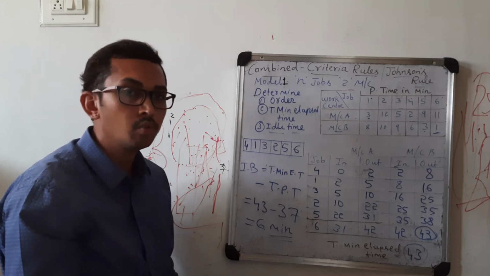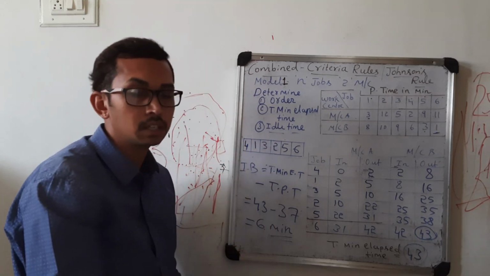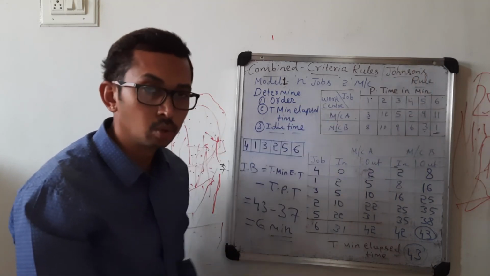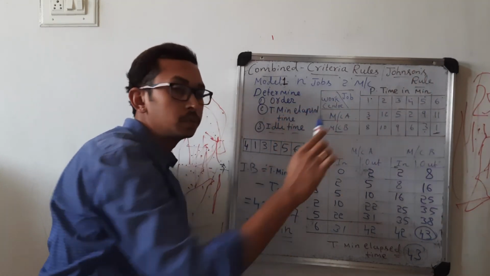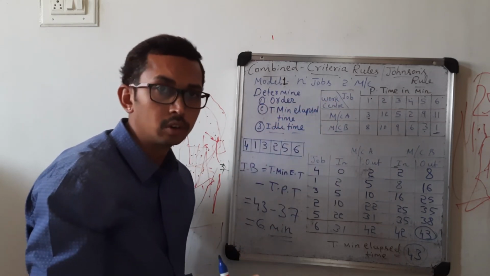So this is how we are going to do the sequencing with the help of Johnson's rule. Which type of problem is this? N jobs, 2 machines. Got this?